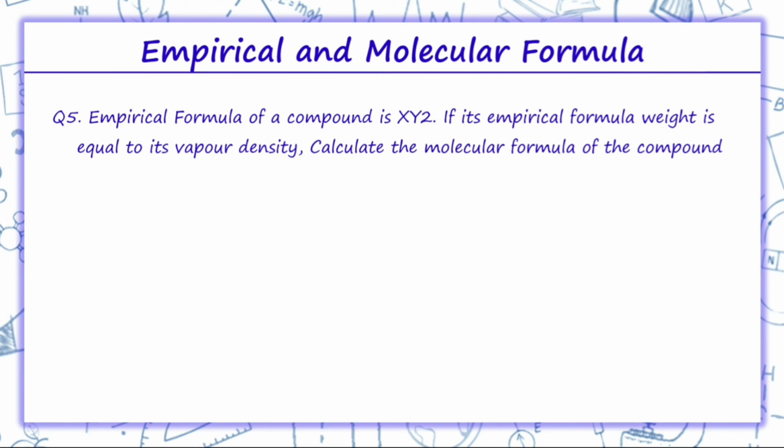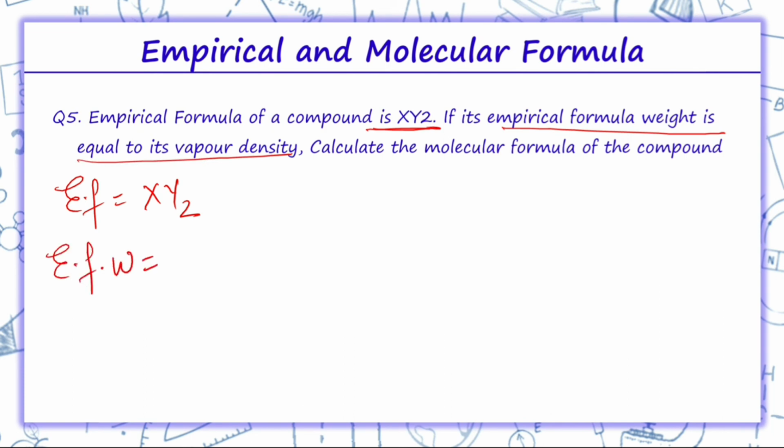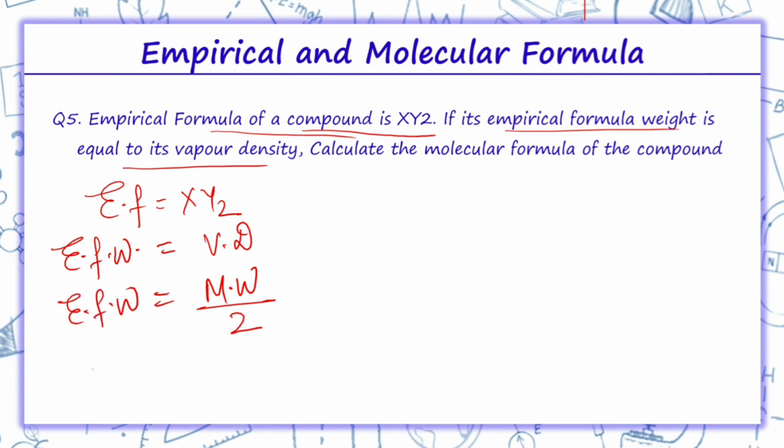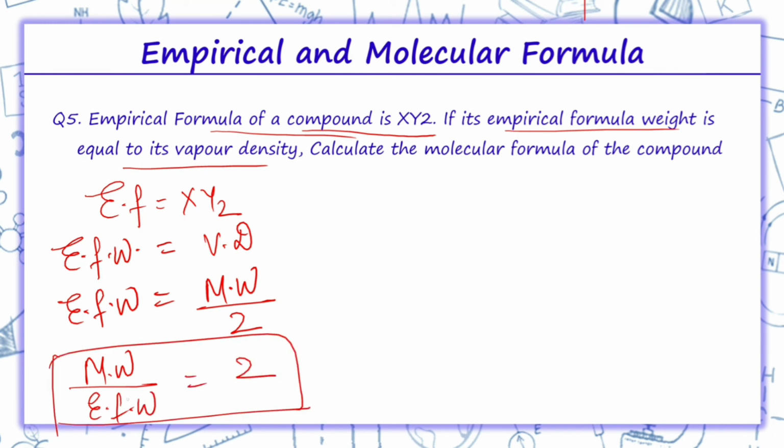Coming on to the next question, the empirical formula of a compound is XY2. Empirical formula weight is equal to vapor density. So vapor density is molecular weight upon 2. Thus, if we look over here, molecular weight upon empirical formula weight is equal to 2. Now we know molecular weight upon empirical formula weight is N. So N is equal to 2.